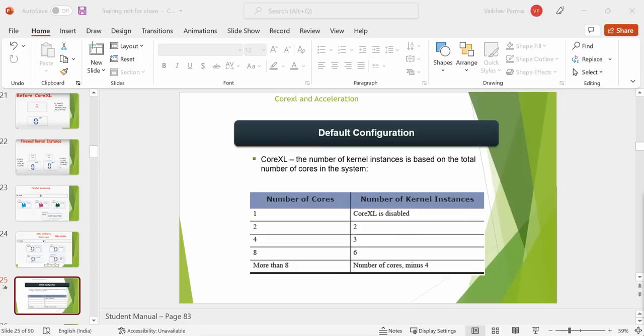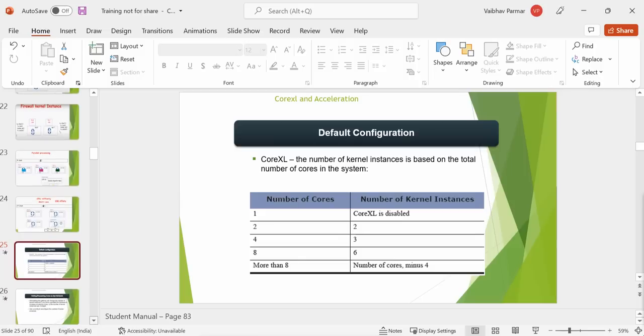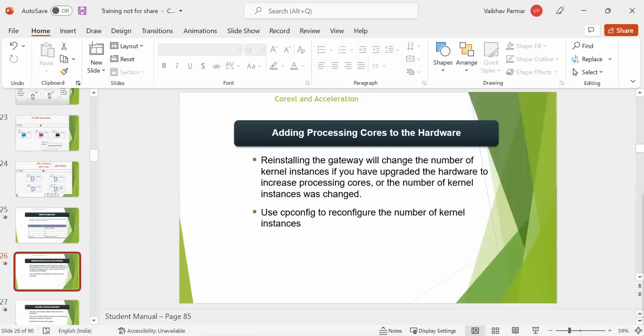Okay. Clear? Okay, great. So I hope we are good in terms of the CoreXL concepts. Let me ask you, have you ever reconfigured the CoreXL of your firewall? No.